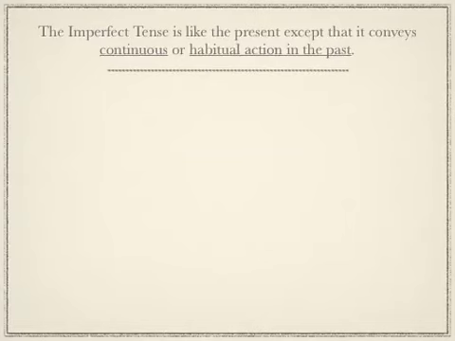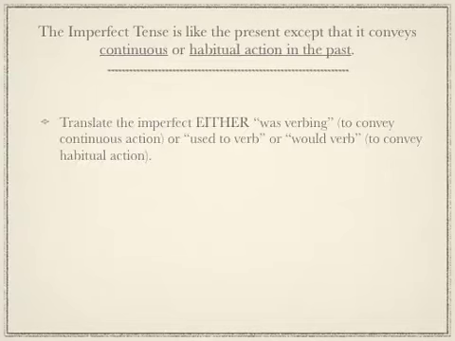The imperfect tense is like the present, except that it conveys continuous or habitual action in the past. So the present is continuous in the present, the imperfect in the past. Really, two ways of doing this. Was verbing, the subject was verbing, or the subject used to verb or would verb. The first tells you continuous action, and the second, habitual action.